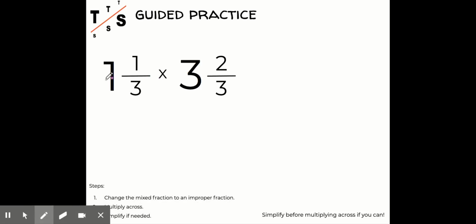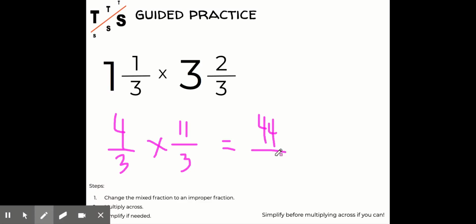Let's change these into improper fractions. 1 times 3 is 3, plus 1 is 4, which gives me 4 thirds, times 3 times 3 is 9, plus 2 is 11, 11 thirds. I can't simplify anything before I get started, so I multiply straight across. 4 times 11 is 44. 3 times 3 is 9. Now I need to simplify this improper fraction.